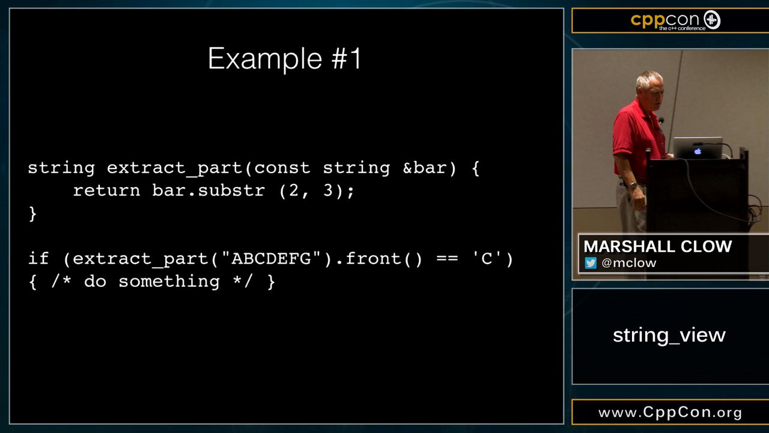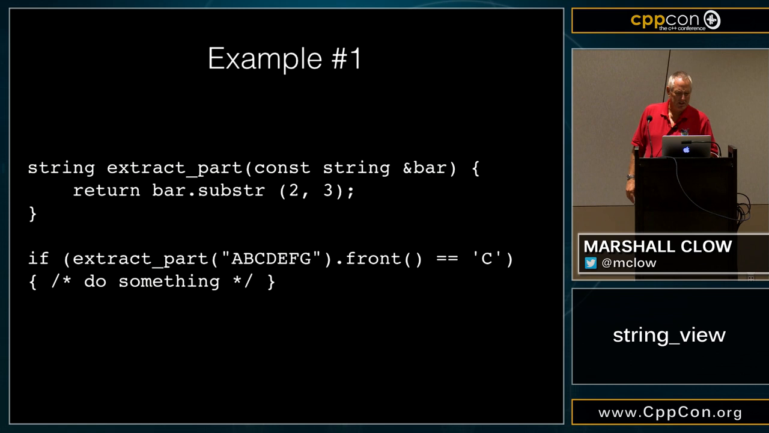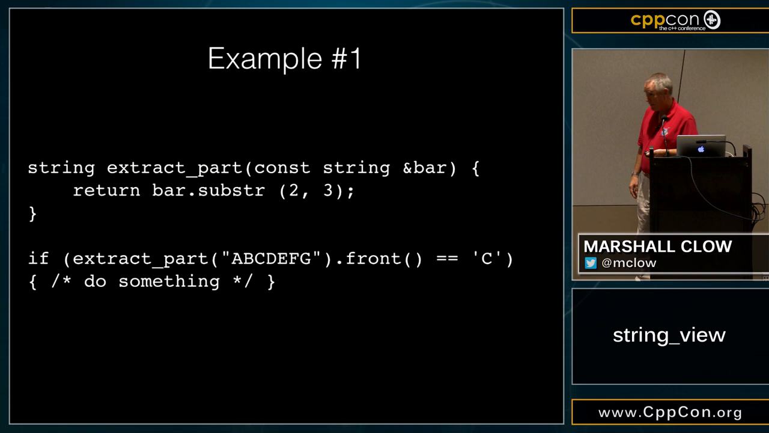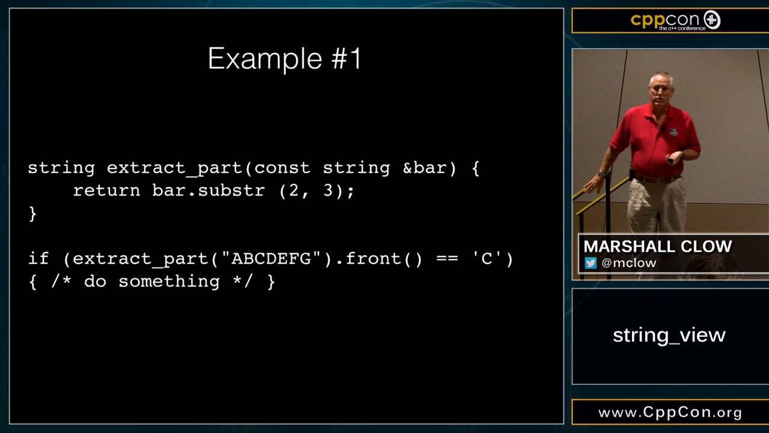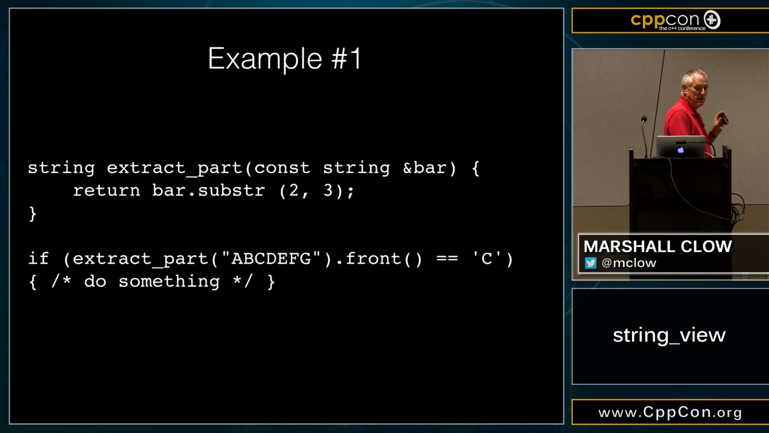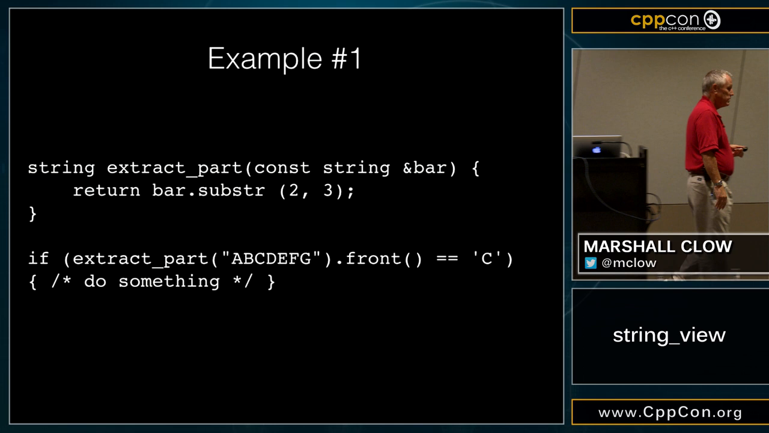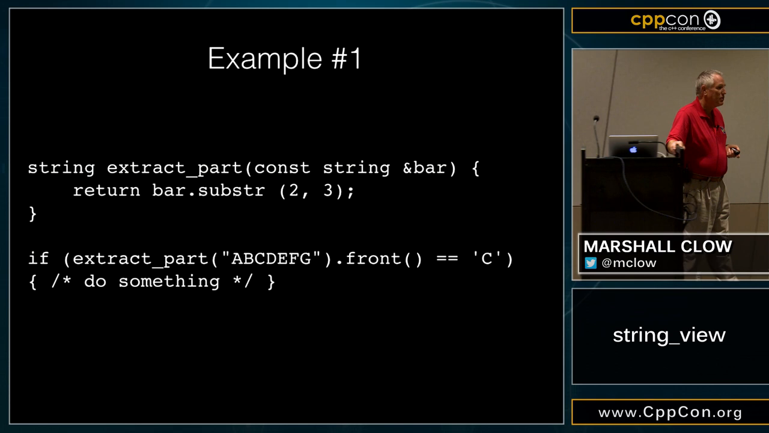The call to extract part, right? It takes the character literal, A, B, C, D, E, F, G, counts its length, allocates memory, copies the data into the memory it allocated, constructs a std string, and passes it to extract part by const reference. Extract part calls substr, passing that by const reference because that's a member function, so it has an implicit this parameter at the front, which it passes by const reference, so there's not another copy made.